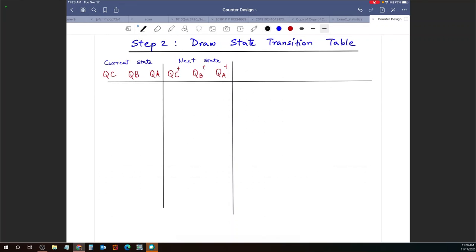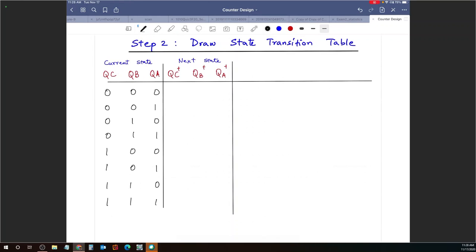Let's fill in with all the zeros and ones. QC, QB, QA could be 0, could be 1, could be 2, could be 3, could be 4. Why am I doing it this way? 1 0 1 0 1 0. I think that's it. 2 zeros, 2 ones, and done. So those are the 8 possibilities for the current state. What is going to be the next state?